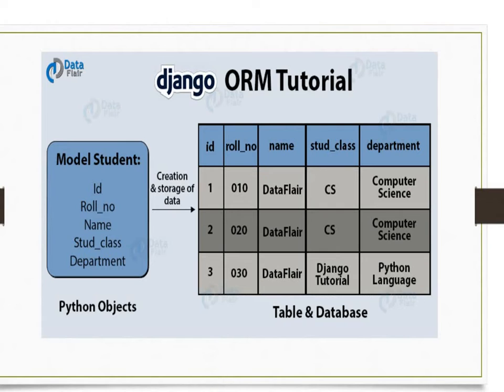So now this is the ORM model. Here we are creating a model, that is student. In student, I can use ID, roll number, name, student class, and department. This is a Python object, and this is a table created in the database. So here in the model student, I have given ID, so it will take it as ID, roll number, name, student class, and department. Here I am not writing any query. The object itself will be converted to the query, creating and storing data. This part is about your object and the database.